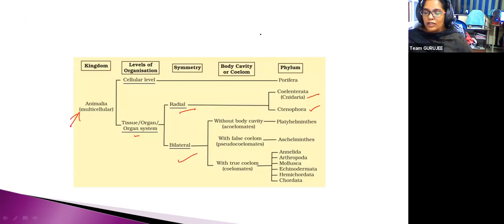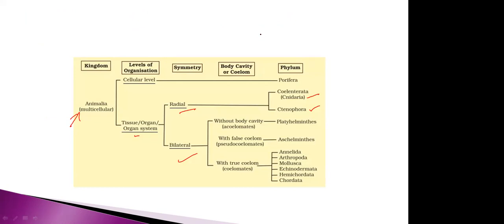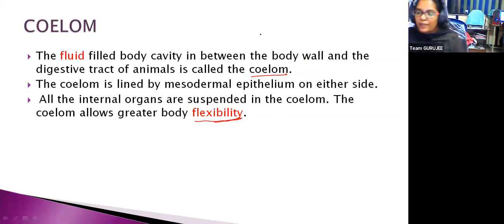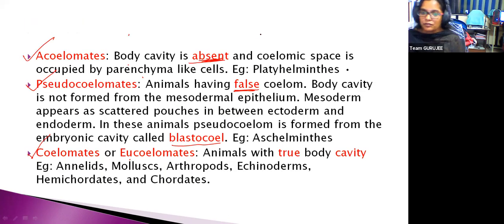This is the overall classification of animal kingdom. Next, coelom. Coelom means cavity, which is filled with some fluid. What is the role of this coelom is that it provides some flexibility for the body, especially when it's moving. Based on that, we have three types: acoelomates, pseudocoelomates, and eucoelomates.